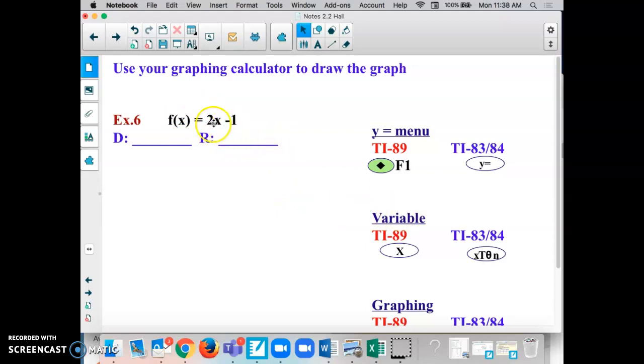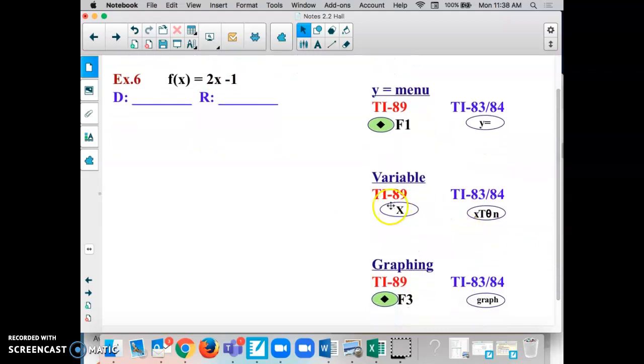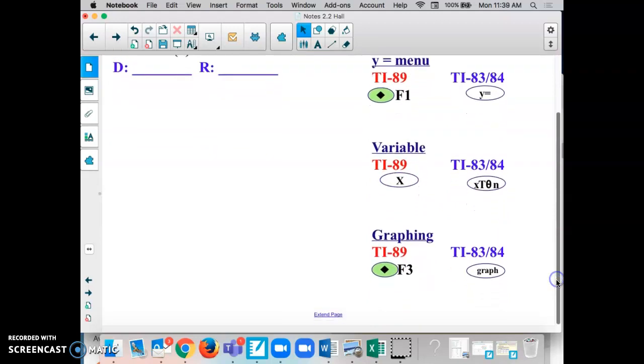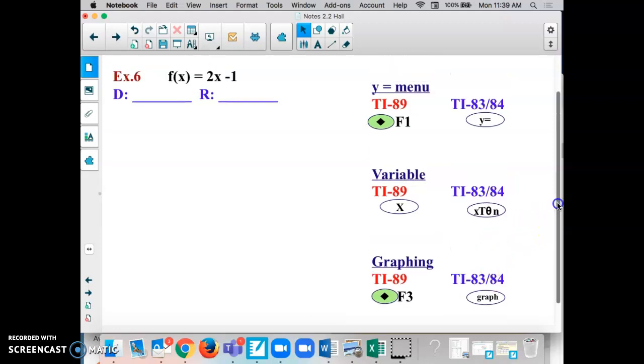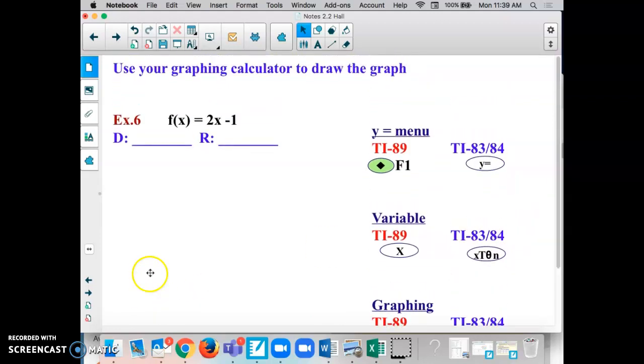Where do you find the variable for x? You can find this little button on the calculator. Just look for it, or on the TI-89, look for that. And then how do you graph? There's a button at the top that says graph. Again, I can show you in class, but you should be able to find it right now. If you're using the 89, I don't use it very often. You look for F3 and push graph. When you graph it, you should get a straight line.